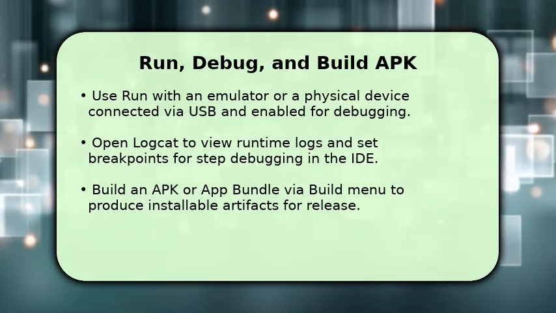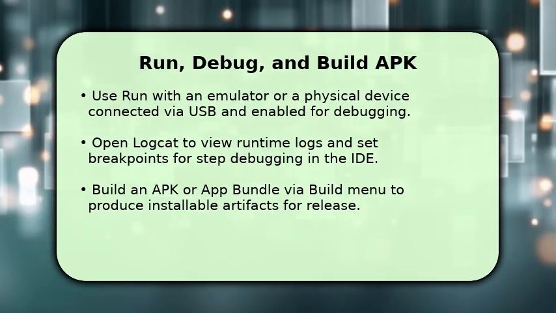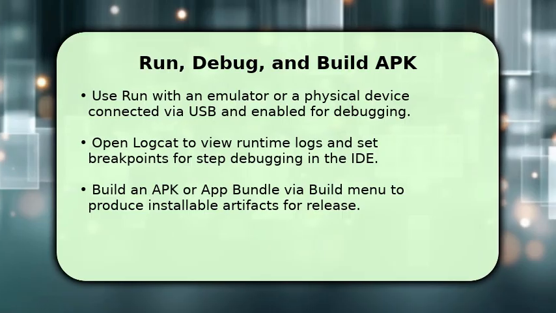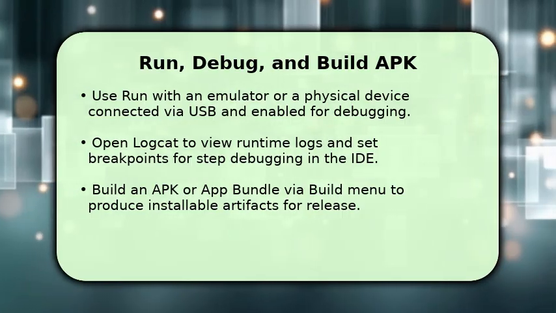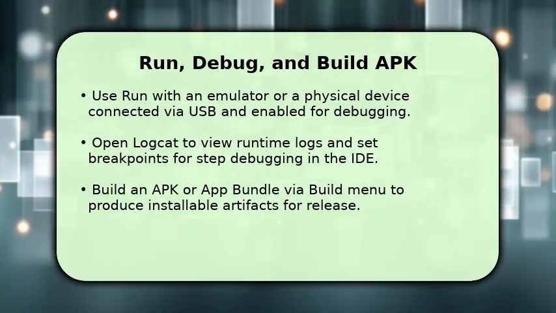Open Logcat to inspect logs and errors, and set breakpoints to step through code during a debug session. Use Build, then Build Bundle APK to generate an APK or app bundle for distribution, and test the signed artifact before publishing to production.